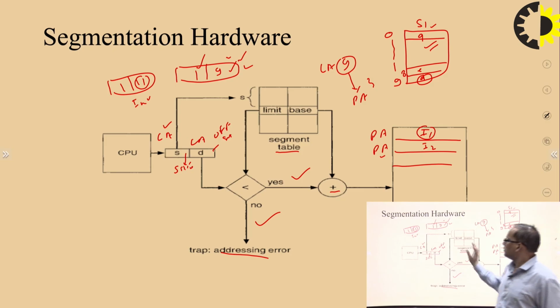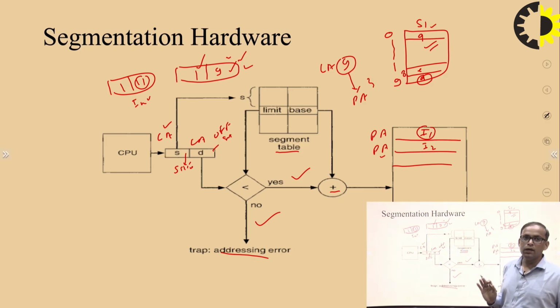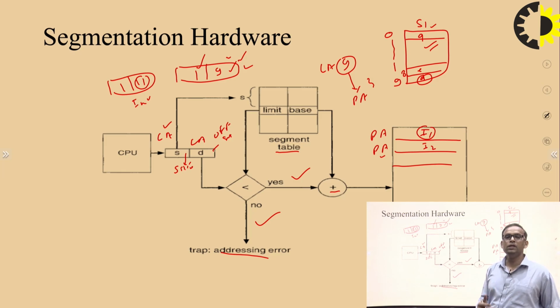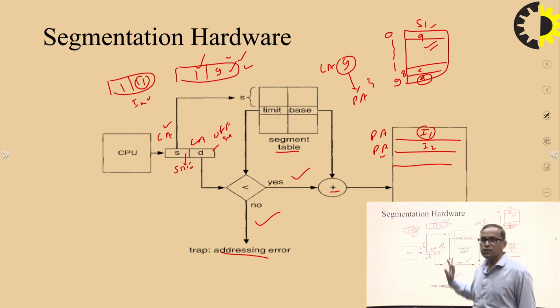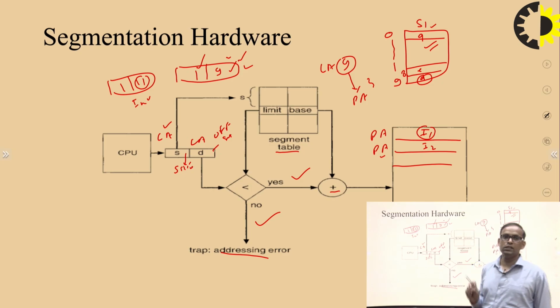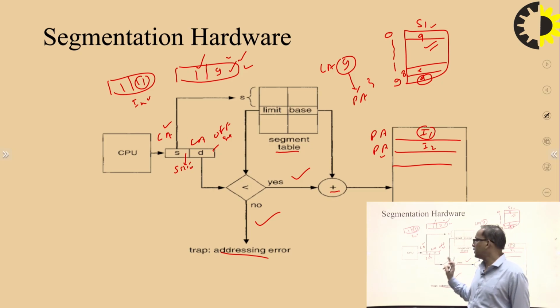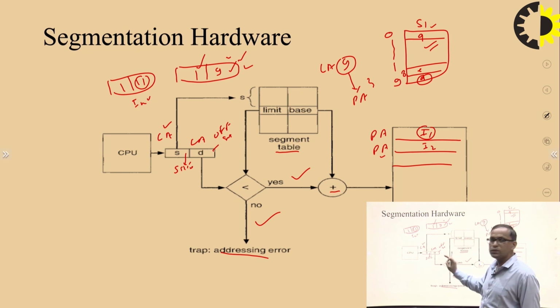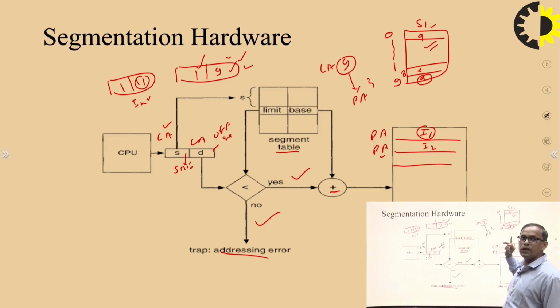Let us summarize this segmentation hardware. Basically, segmentation hardware is used to find the physical address corresponding to the logical address generated by the CPU. In the segmentation technique, when the CPU generates a logical address, that logical address is divided into 2 parts. First one is the segment number, second one is the segment offset. Basically, the segment offset represents the position of the logical address corresponding to that segment number.